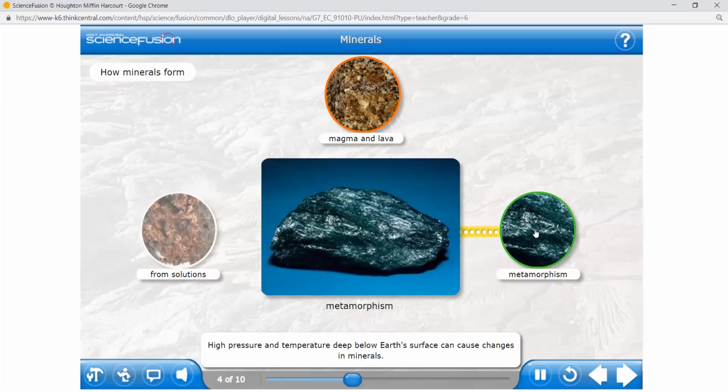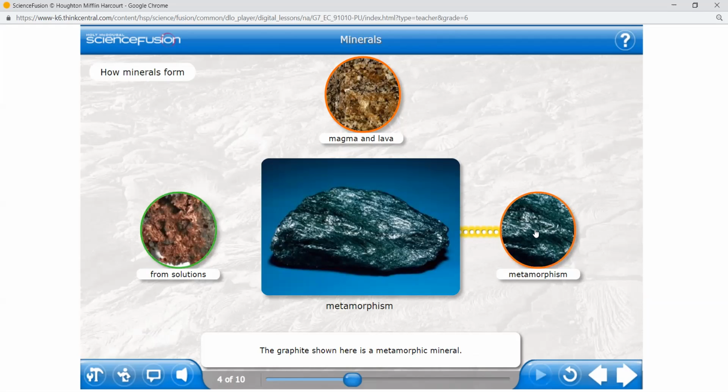High pressure and temperature deep below Earth's surface can cause changes in minerals. This process is called metamorphism. Metamorphism results in new minerals that have a different chemical composition or a different crystalline structure than the original mineral. The graphite shown here is a metamorphic mineral.